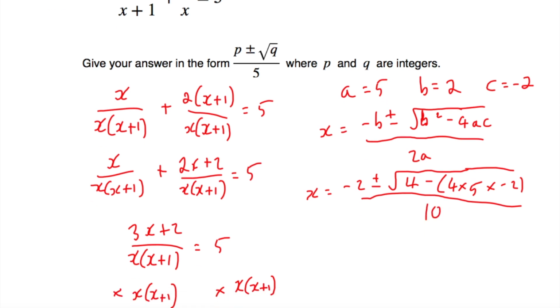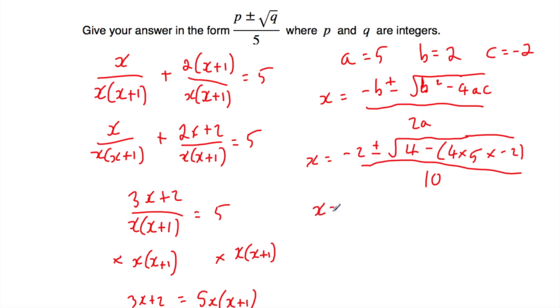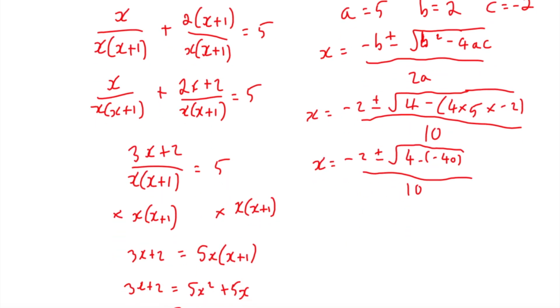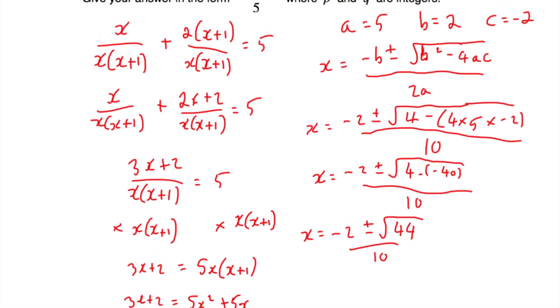Okay, so now let's work out what's under the square root. So x equals negative 2 plus or minus the square root of 4 minus, and let's work out what's in the bracket. 4 times 5 is 20, times minus 2 would be minus 40, close brackets, and that's all divided by 10. Okay, we're getting there. Let's simplify this a bit more. So we've got x equals negative 2 plus or minus the square root of 4 minus minus 40. Well, 4 minus minus 40 would be 44, all divided by 10. Now this is what we've got. Let's go back up and see what we're trying to find.